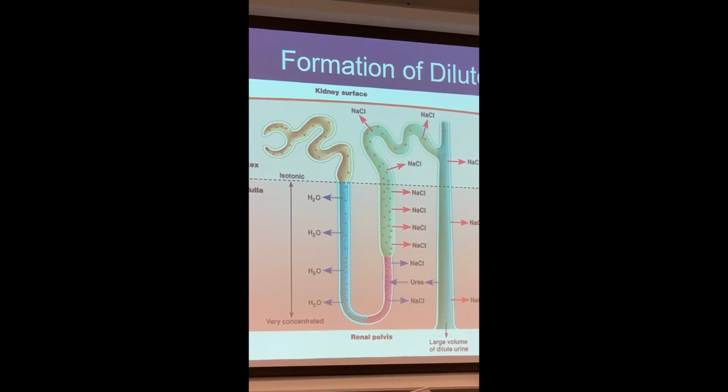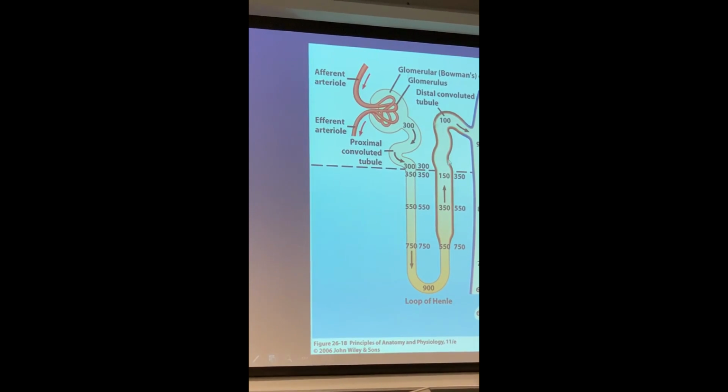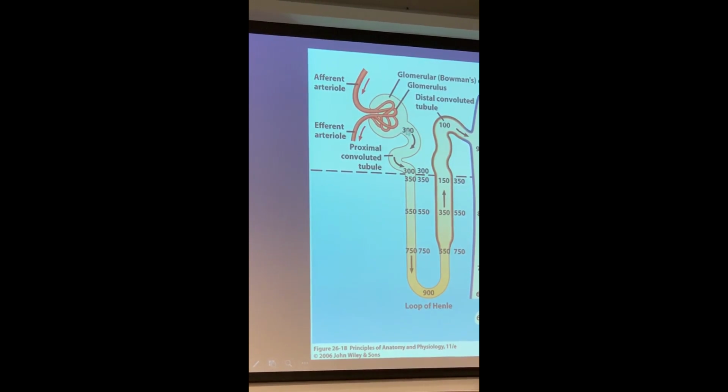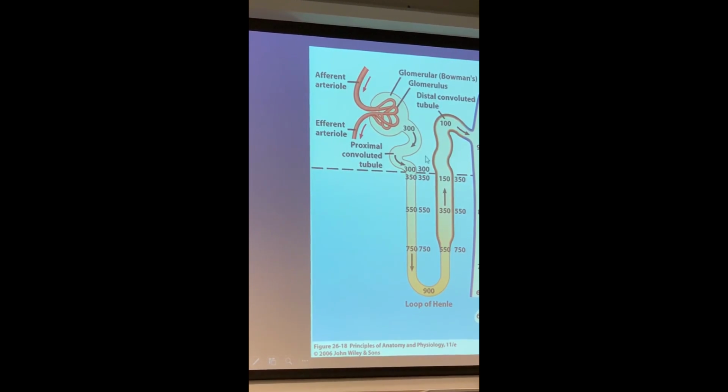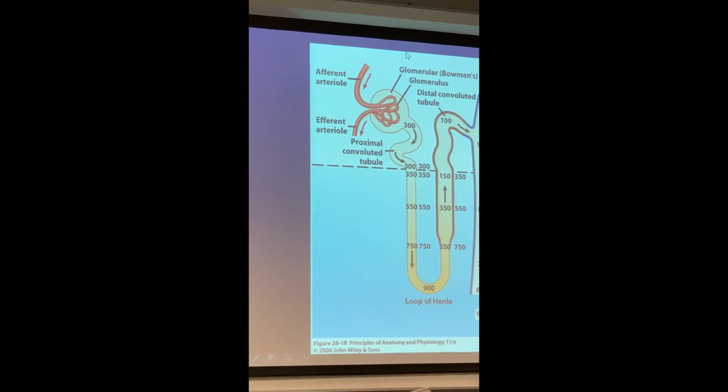We'll put some numbers on it. Again, your proximal tube has about 300 milliosmoles. I really need to get new versions of these. This is quite old. It hasn't changed since you guys were born. So, okay, 300 milliosmoles.